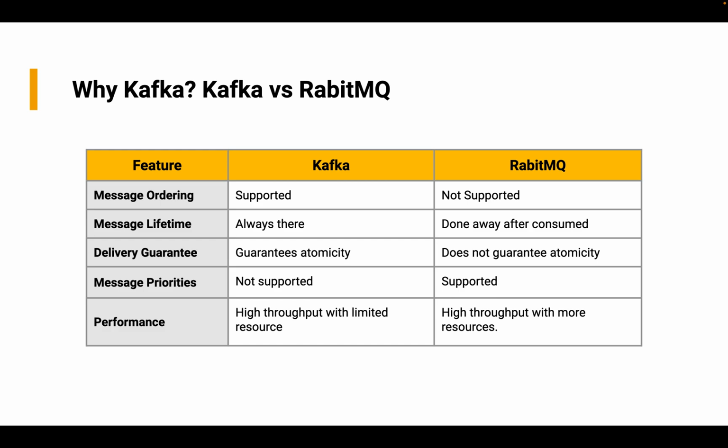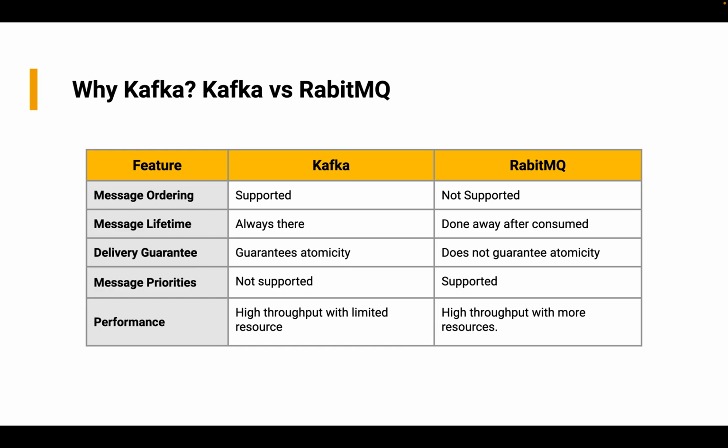This is a comparative analysis between Kafka and RabbitMQ. Message ordering is supported in Kafka, but not in RabbitMQ. In RabbitMQ, once a message is consumed, it's gone forever, but in Kafka, it's always there. In Kafka, there is a retention period you can set, but you can always set it to forever as well. For message delivery, Kafka guarantees atomicity, while RabbitMQ does not.